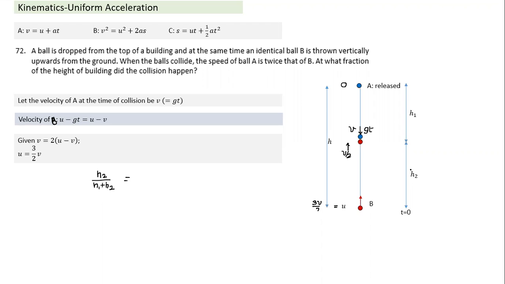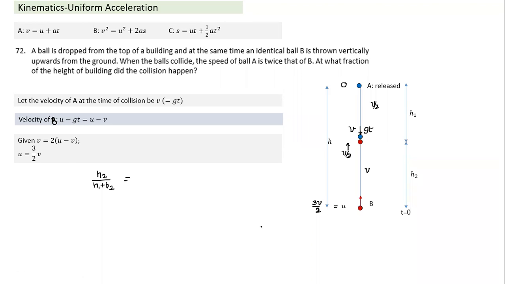And what is h2 here? h2 is average velocity times time interval. So what is the average velocity here? This is 1.5v and this is 0.5v. So for this particle, average velocity is v. And for this one, the average velocity is v by 2. So it means compared to h1, h2 is twice as much. So the height at which the collision takes place is 2 by 3 h.